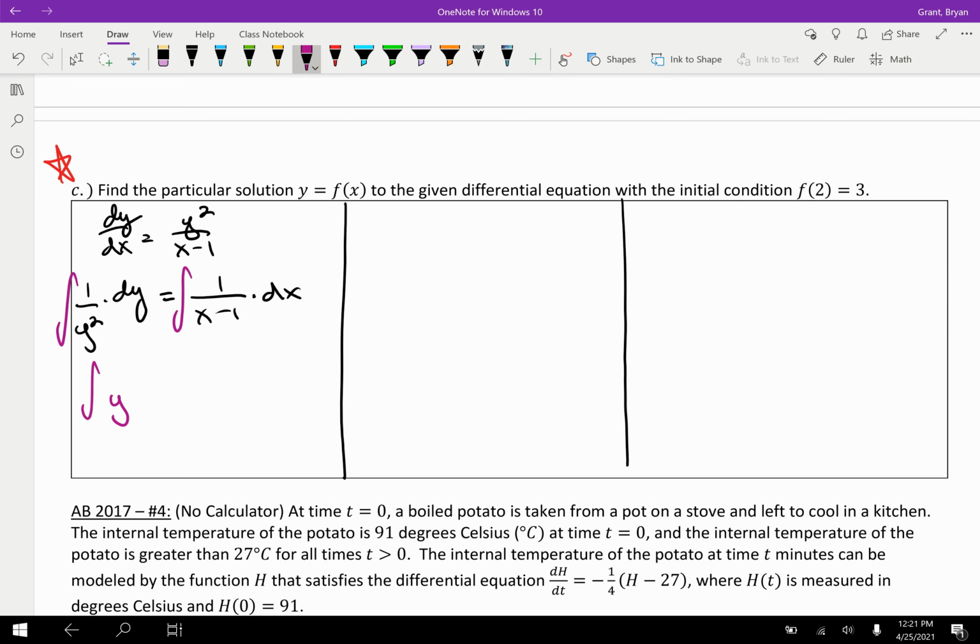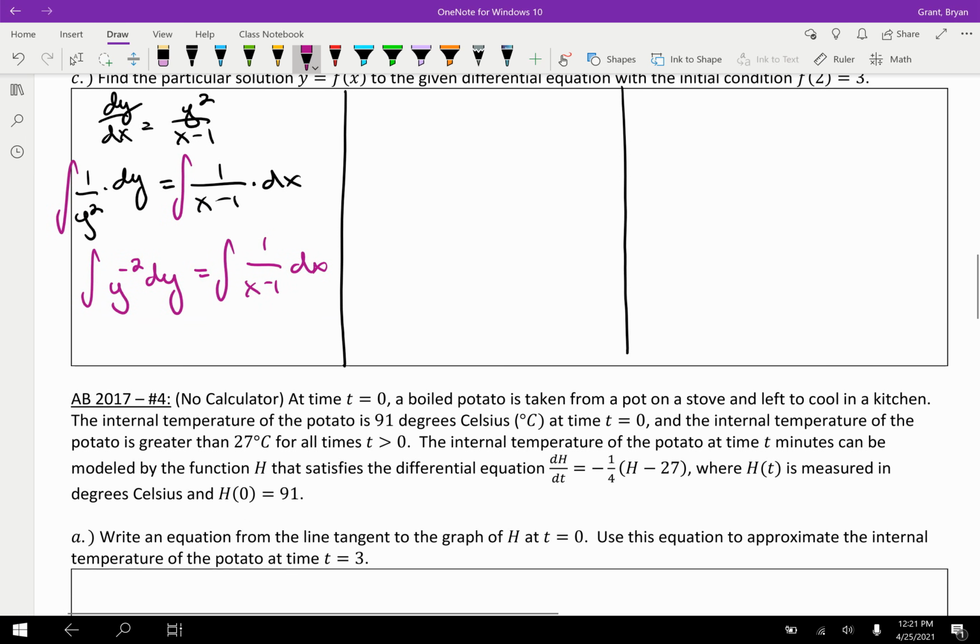Y to the second power, y to any power except for 1 in the denominator, tells me I'll need to move it up to the numerator. This one, though, is x to the first power, so I will actually keep that in the denominator. What is our antiderivative? Well, we add 1 to the power, y to the negative first, and we put an extra negative 1 out front, equals natural log absolute value x minus 1. Don't forget the plus c.